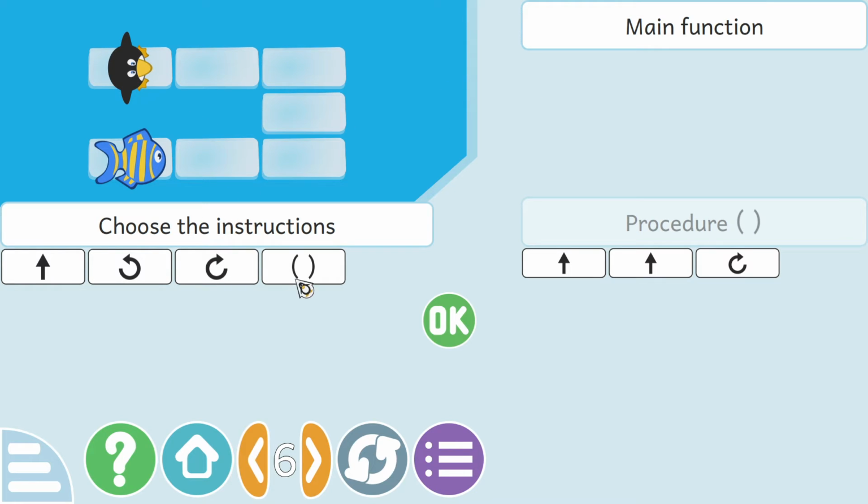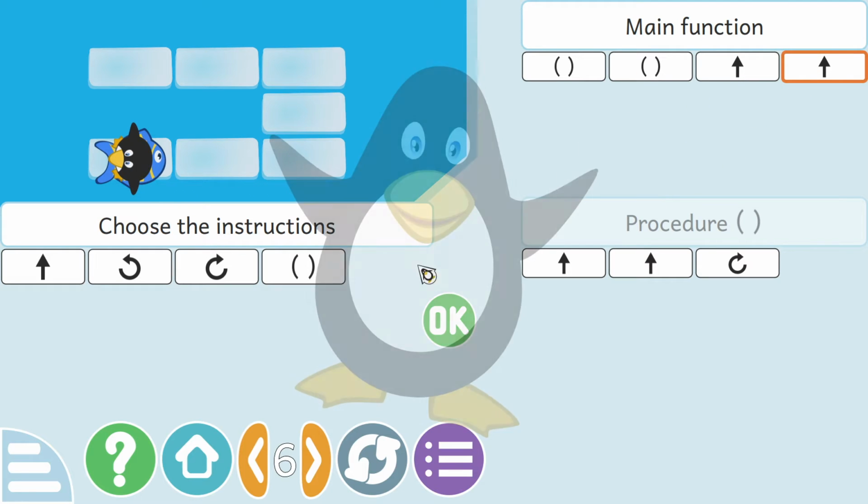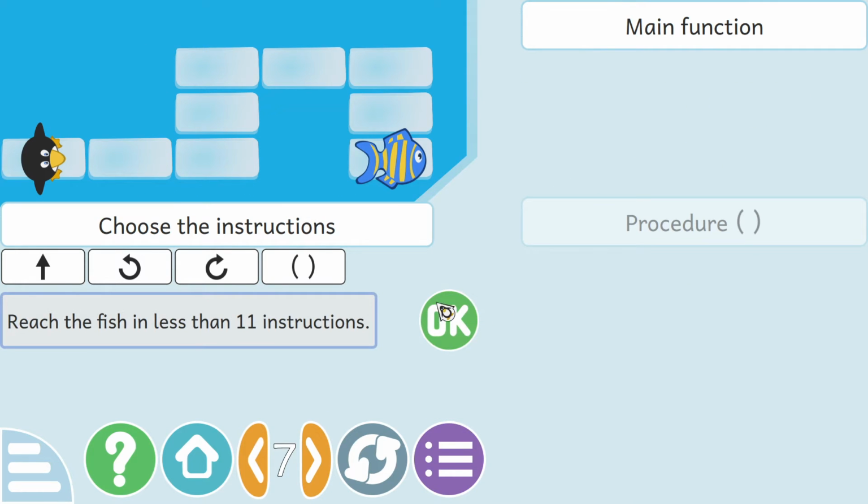That way in the main function, I can call the procedure to walk forward 2 steps, turn right, and then I can call it again, walk forward 2 steps, turn right, and then finally in the main function, I'm going to say walk forward 2 steps. So the procedure's done once the first time, and then the second time, and then there's some other functions again. If that wasn't too clear, there'll be some more.